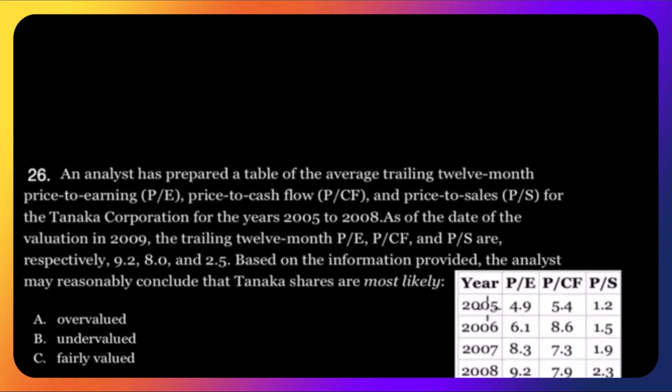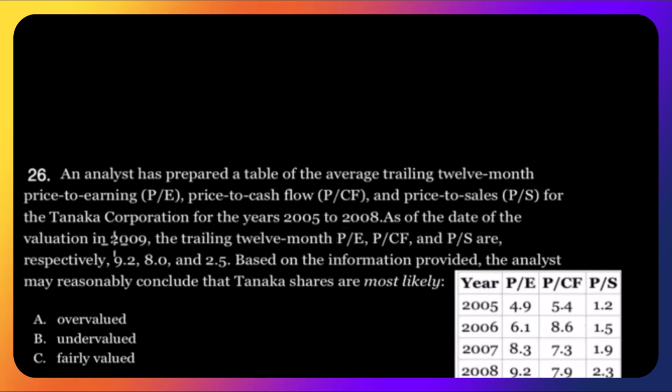So we can see in 2005 the company traded for 4.9 times earnings. And in 2008 it traded for 9.2 times earnings. So its price has really improved. Whether the market allows it, maybe the market is saying maybe it deserves a 9.2. But price to cash flow has also increased, and price to sales has also increased. What else do we have? Okay, so now that we understand our little chart, let's keep reading.